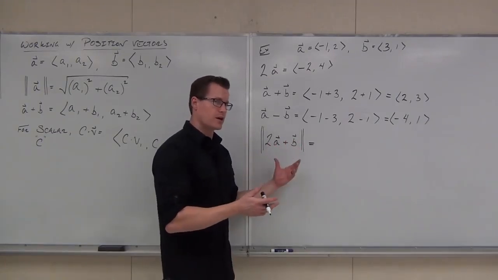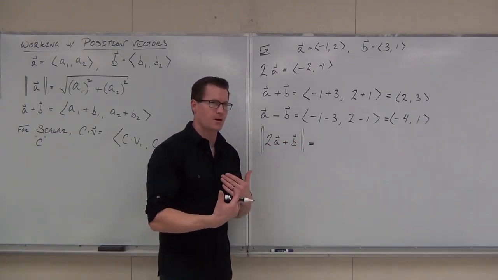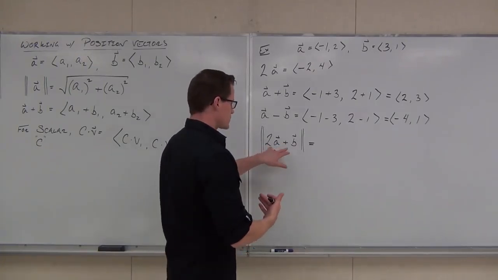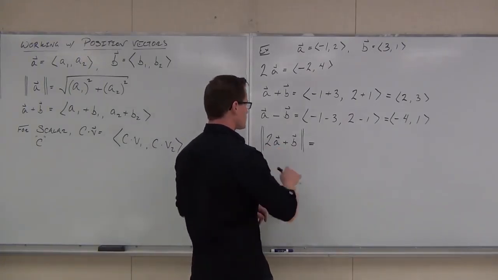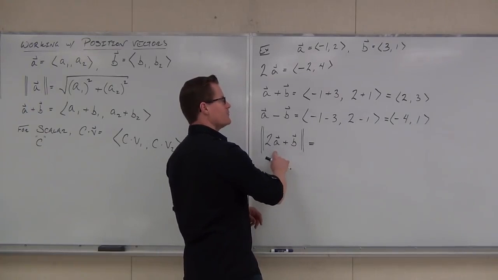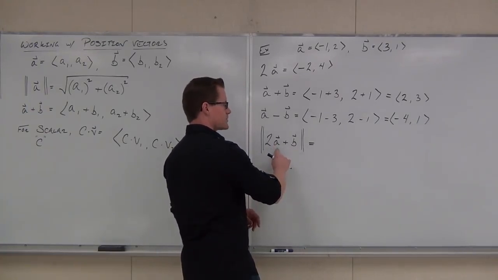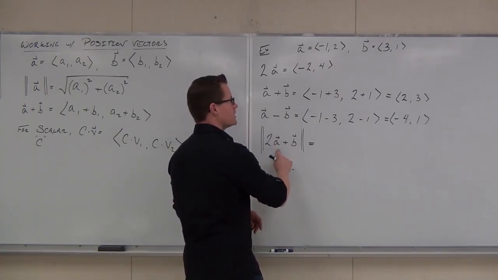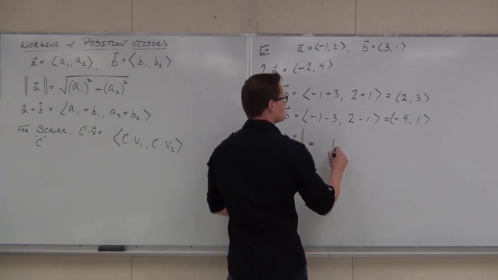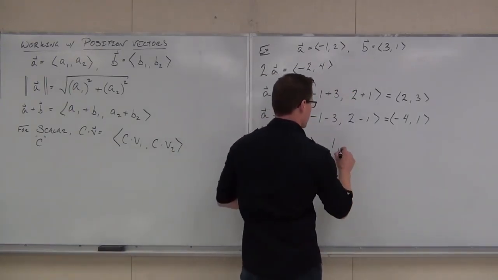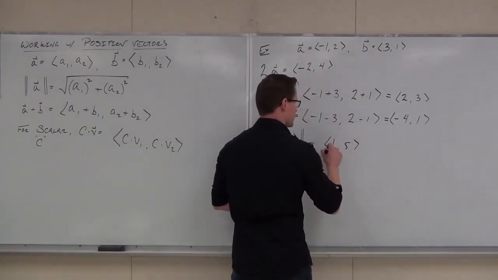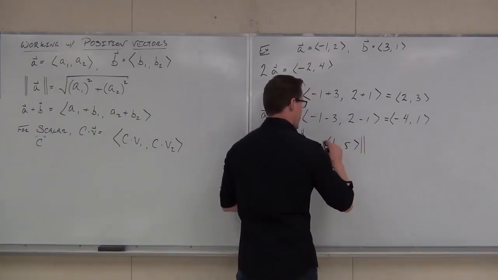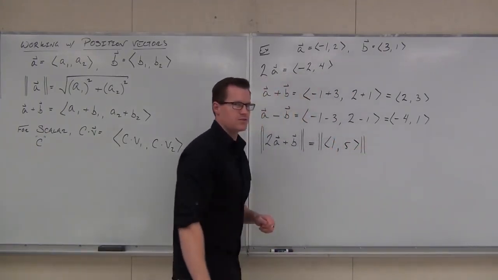I probably wouldn't try to do the magnitude all at once. That's not something I would want to do. What I would do is figure this out. So what is that vector when I take 2 times vector a plus b? What would you get? It's really this plus that, 1, 5. That's a position vector. And then I'm going to take the magnitude of that position vector.